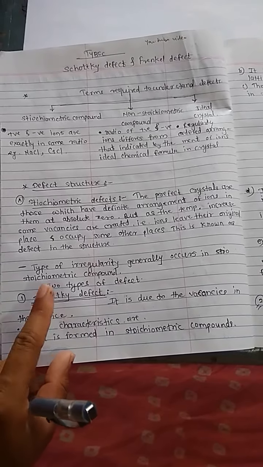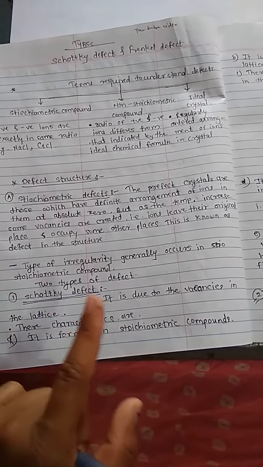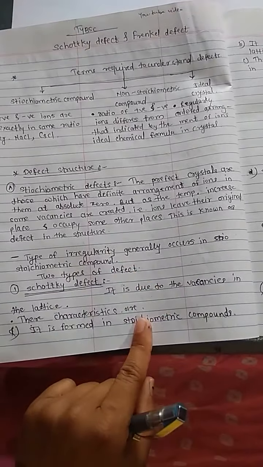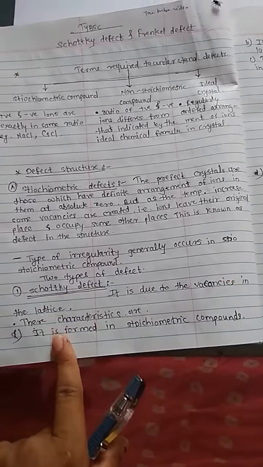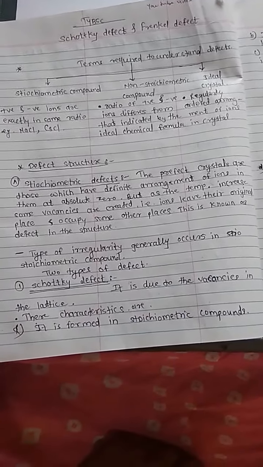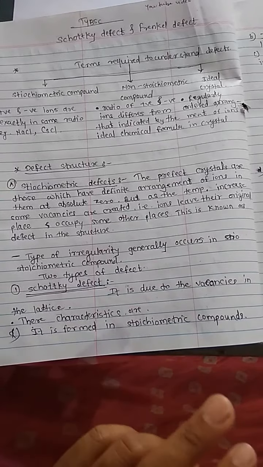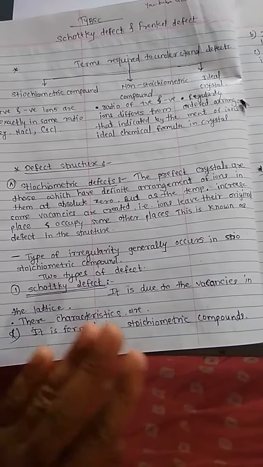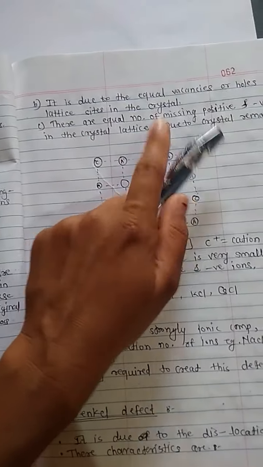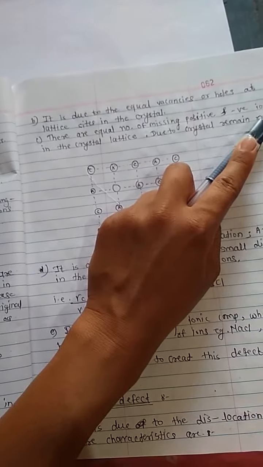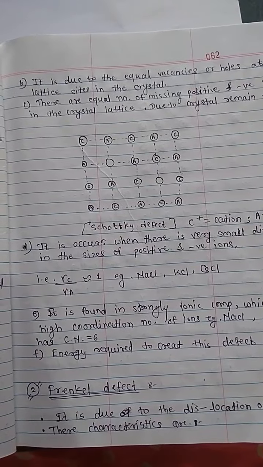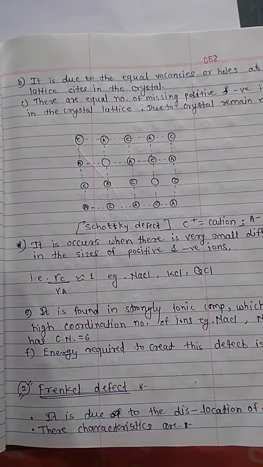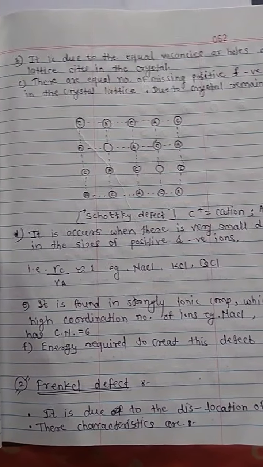The first defect is the Schottky defect, and it is due to vacancies in a lattice. That means this defect is observed when vacancies are present in the crystal lattice. There are some characteristics. First, it is formed in a stoichiometric compound. Second, it is due to equal vacancies or holes at lattice sites in the crystal. That means in this, there are equal numbers of cations and anions missing, so vacancies or holes are available.